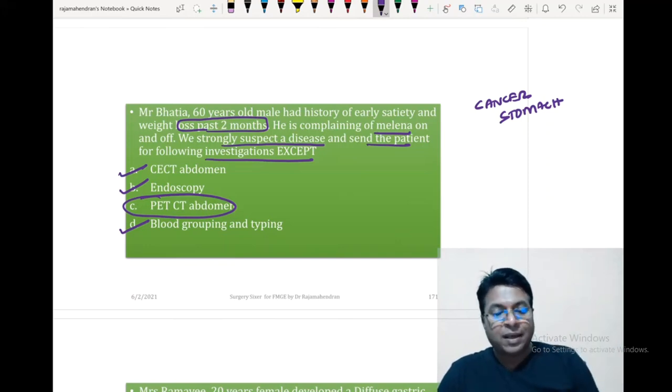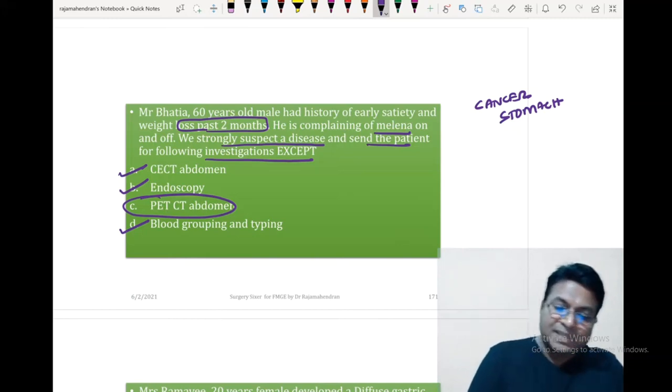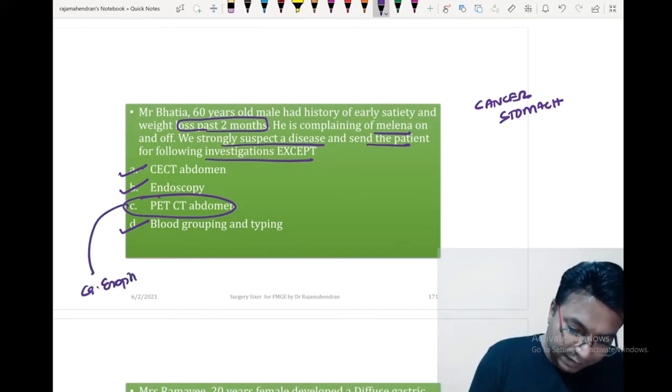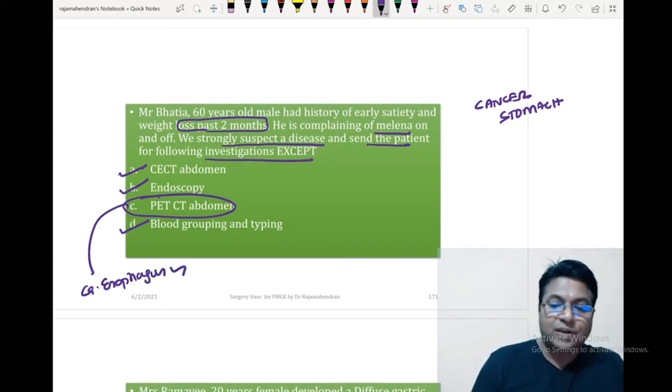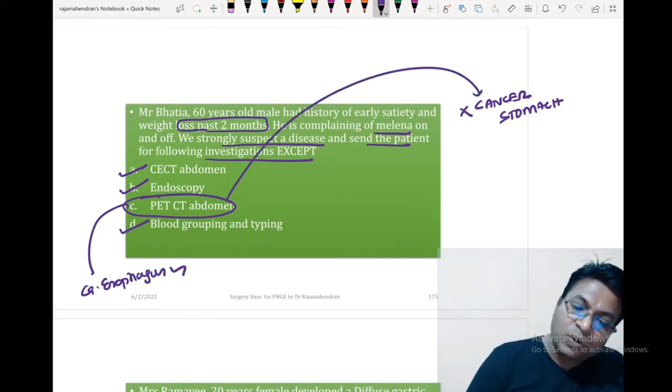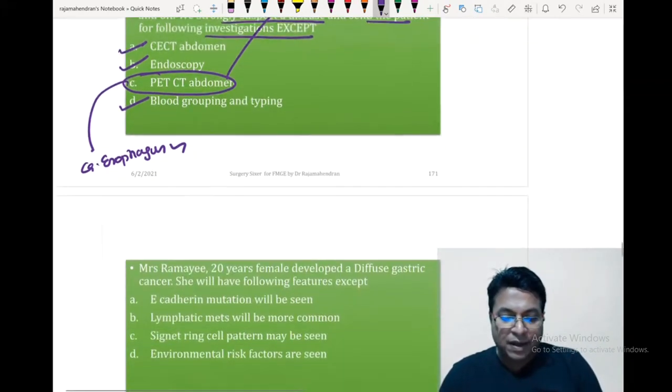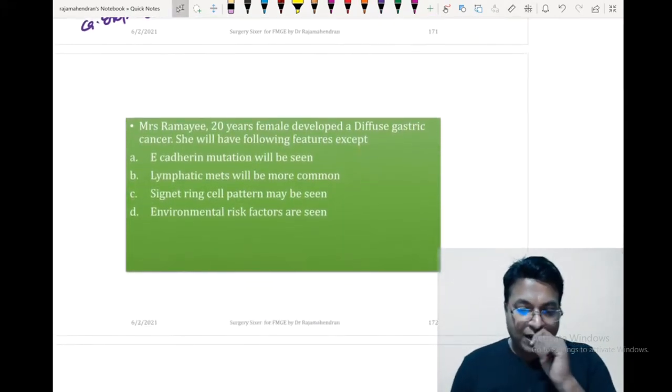So that's a direct question. This is actually not an NEET PG or FMG question, it's an AIIMS question. PET CT not needed for cancer stomach. PET CT will be needed for cancer esophagus. So for cancer esophagus we do PET CT, but for cancer stomach we don't do PET CT. This is a protocol. These are all certain protocols from cancer regimens. So this question I have already discussed.